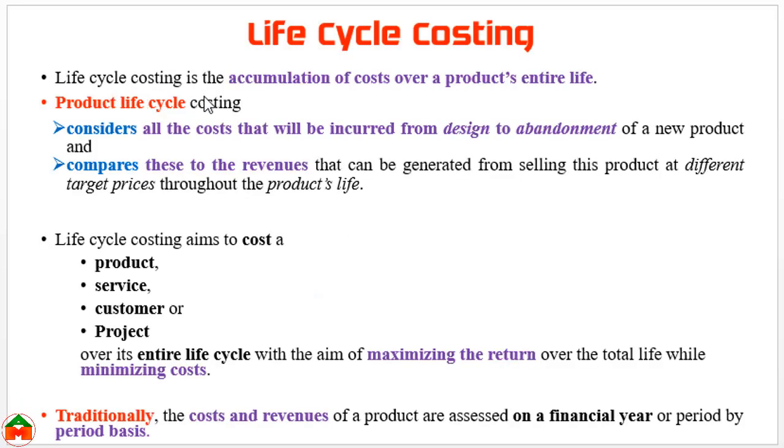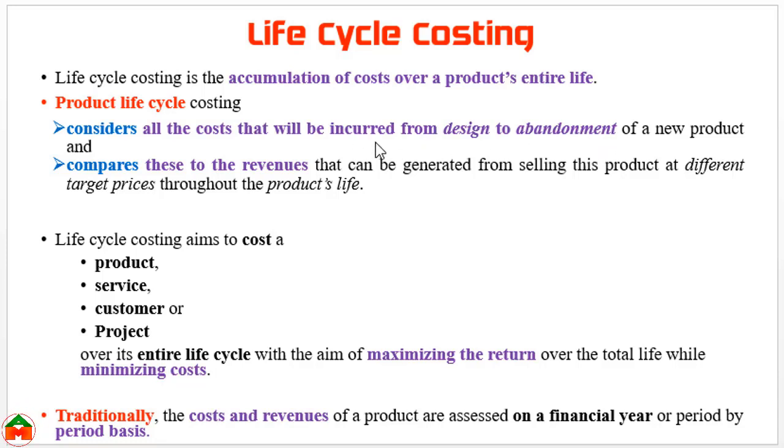Life cycle costing is the accumulation of cost over a product's entire life. In life cycle costing, we calculate all the cost of a product's entire life. That means we consider all the costs that will be incurred from design to abandonment. We start our designing process from research and development, R&D, and the last stage of the product life cycle is abandonment, disposal of the product from the market.